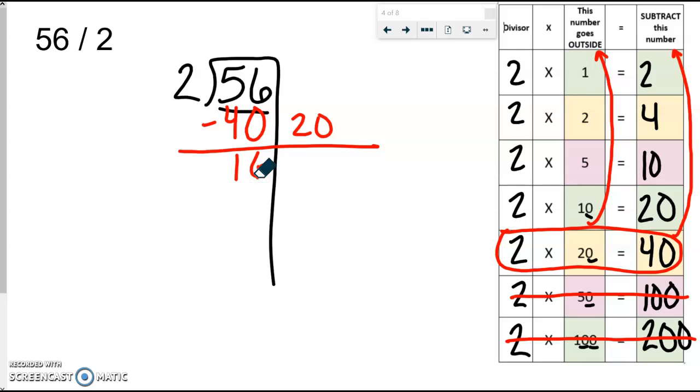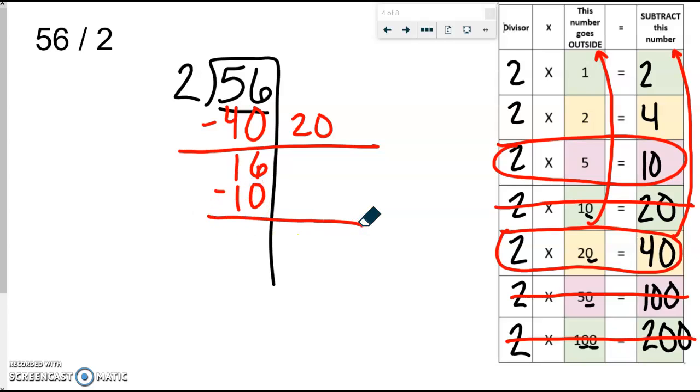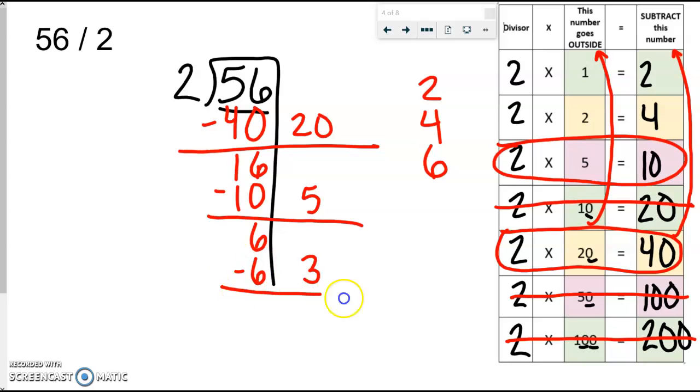Going back to my chart, I see that 20 is too big, but I can use 10. So that means that I have to subtract 10 because it's in the right-hand column that should be subtracted. And I see that I have a 5 that needs to go outside, picking them out of the house. 6 take away 0 is 6, and I have 6 left. So now, I'm just going to use my mental math strategy to figure out how many 2's are in 6. So I'm going to count by 2's. 2, 4, 6. That's 3 numbers. So I need a 3 outside, subtract the 6 that I got, and I have nothing left, no remainder.